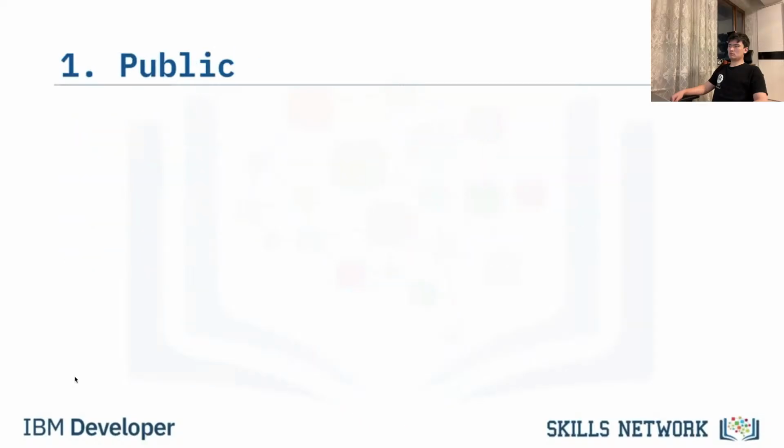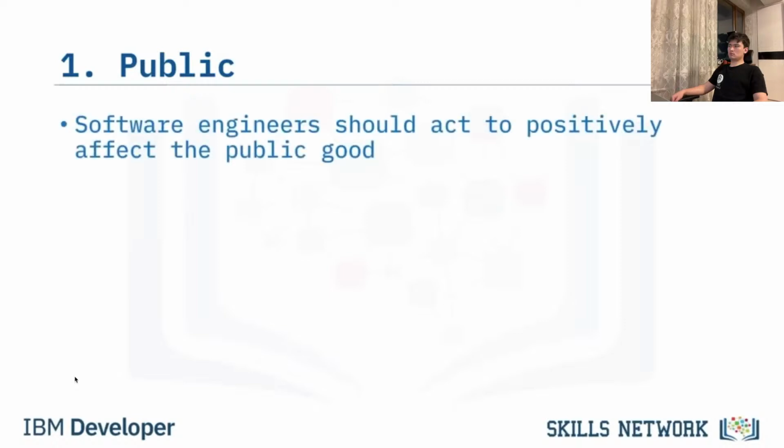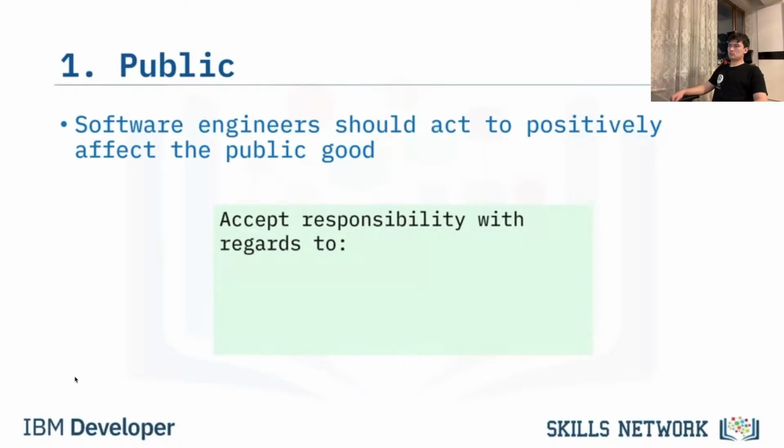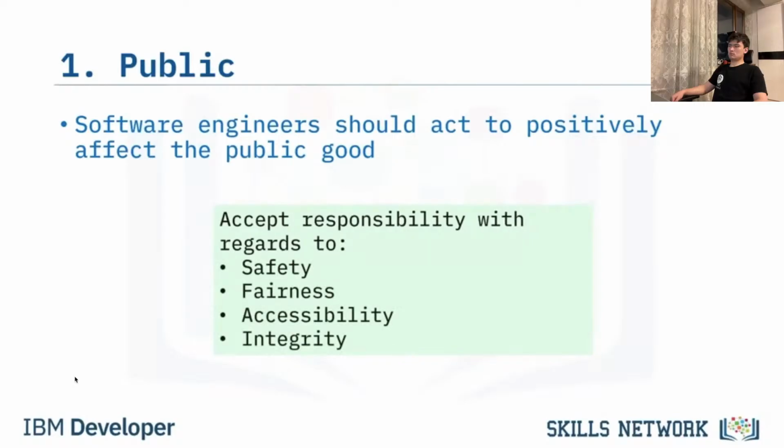The public principle comes first because it is expected that software engineers should act primarily in accordance to positively affect the public good. This includes accepting responsibility for their work with regard to safety, fairness, accessibility, and integrity.